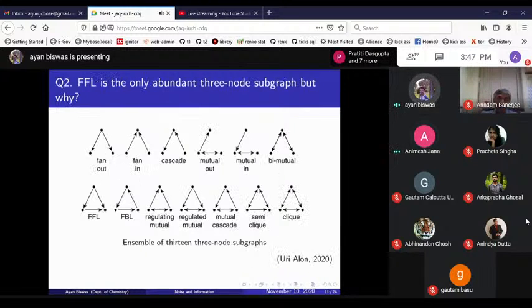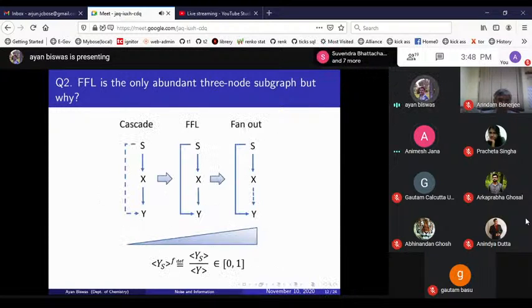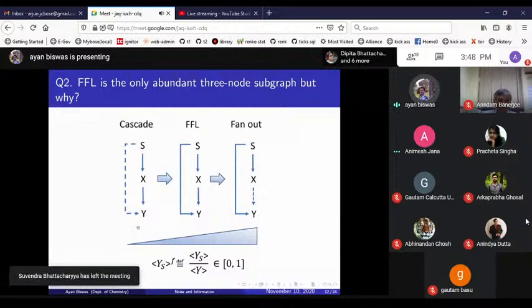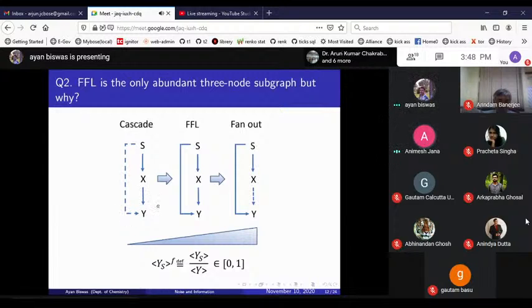Moving to the next question. There are 13 possible combinations of 3-node subgraphs in random networks, but nature chooses only FFL. Again, what is the reason? So we compared three of them, starting with a cascade, where S-mediated production of Y is absent. You increase it and simultaneously decrease X interacting with Y. If they are equal, you have a feed-forward loop. And if this indirect interaction is absent, you have a fan-out.